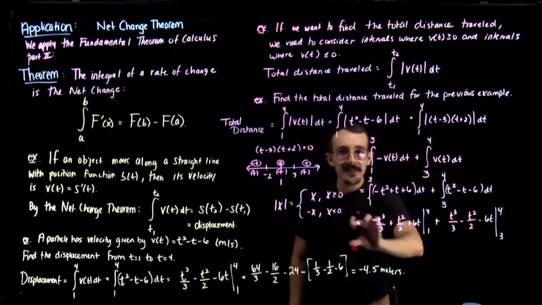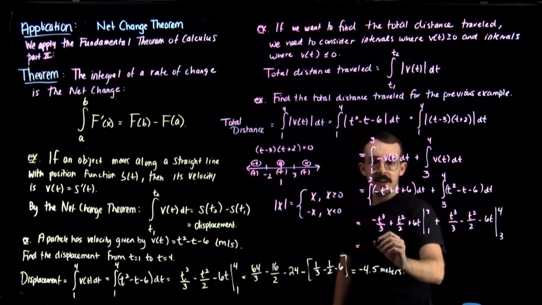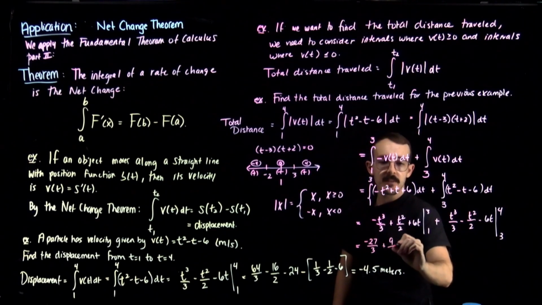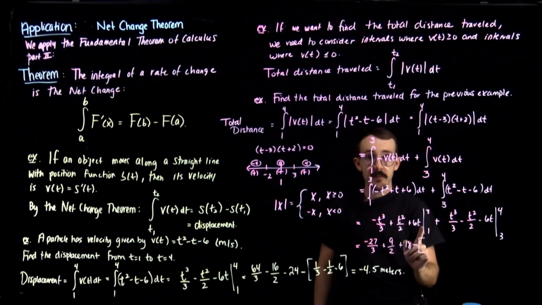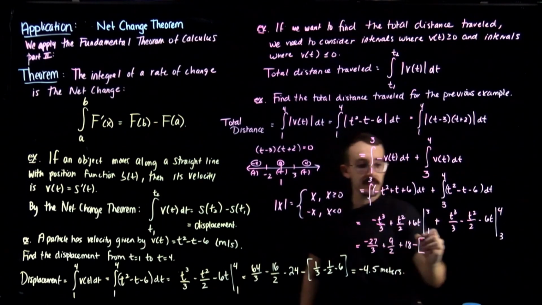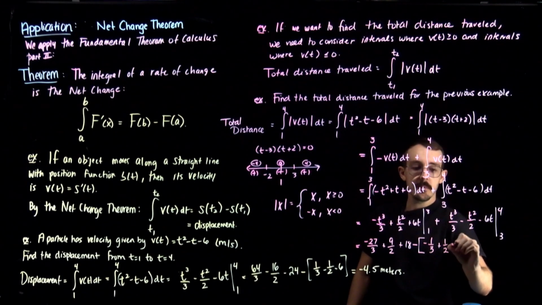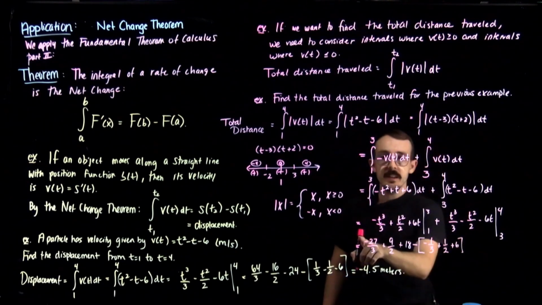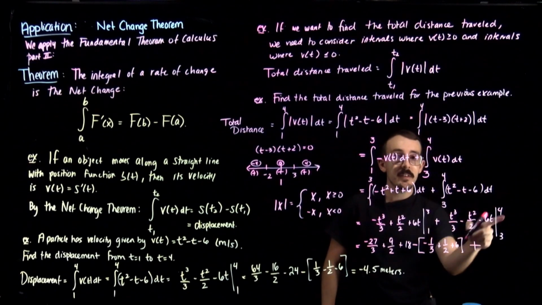So I'm going to do one more line where I plug in everything you'd have to calculate. So if I plug in 3 here, I'm going to get negative 27 over 3 plus 9 over 2 plus 18 minus giant bracket. I'm going to plug in 1 now in all these spots. So I get minus 1/3 plus 1/2 plus 6. So this thing is going to be added to, and then you do the same thing for the second one.